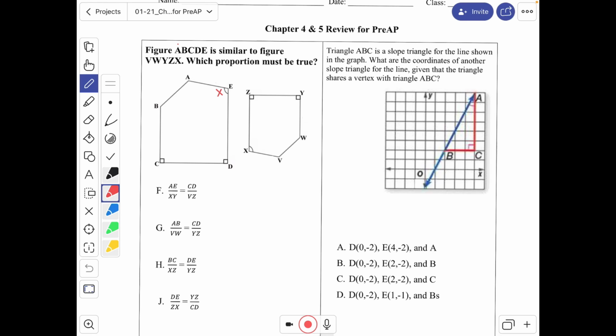An easy way is to look at the letters themselves. In the problem, they have to write the letters in the same order. So A matches with V, and B matches with W, and Y matches with C, and D matches with Z, and X, of course, goes with E. So now that I've matched them all up, I can see which proportion goes together. The first one says AE goes with XY. No, it should go with VX.